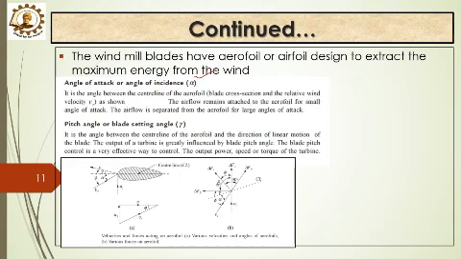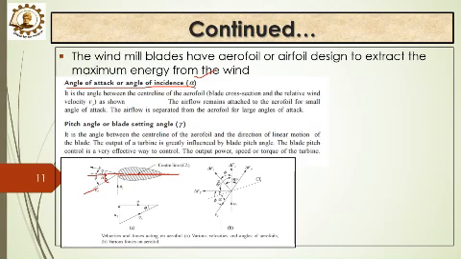Now, coming to a few of the angles. One is the angle of attack or angle of incidence. It is the angle between the center line of the aerofoil and the relative wind velocity, that is VR. The airflow remains attached to the aerofoil for a small angle of attack. The airflow is separated from the aerofoil for large angles of attack. So, center line and VR.